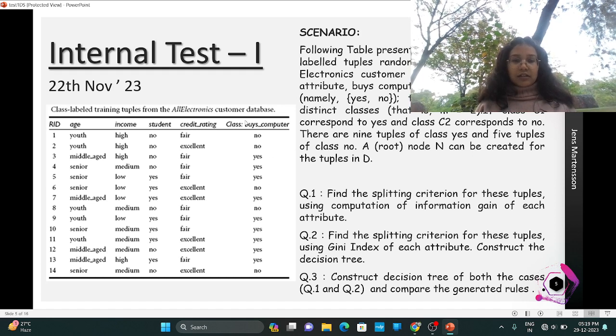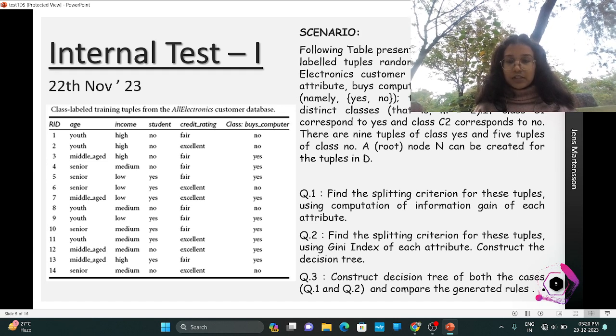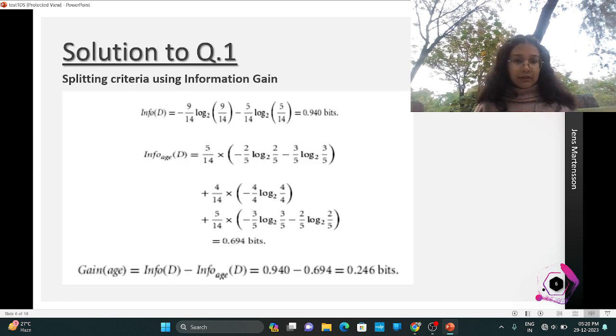Let's start our discussion on this paper. We have question number 1. Find the splitting criteria for this tuple using computation of information gain of each attribute. We have been given this table, and through this table we have to find the decision tree by information gain.